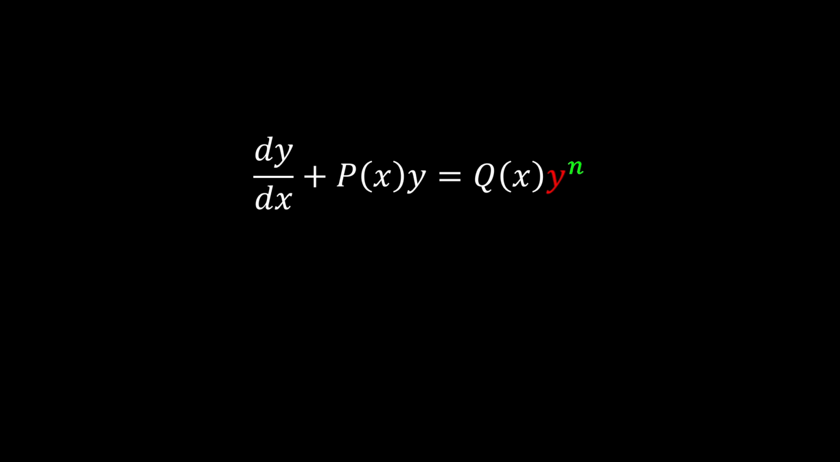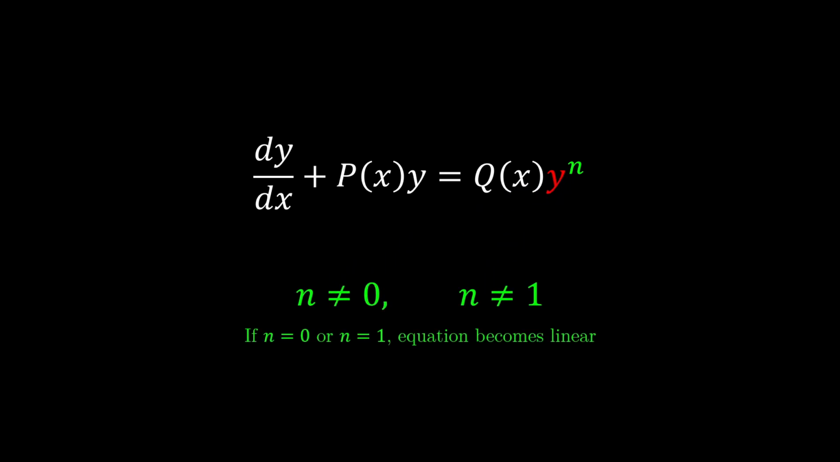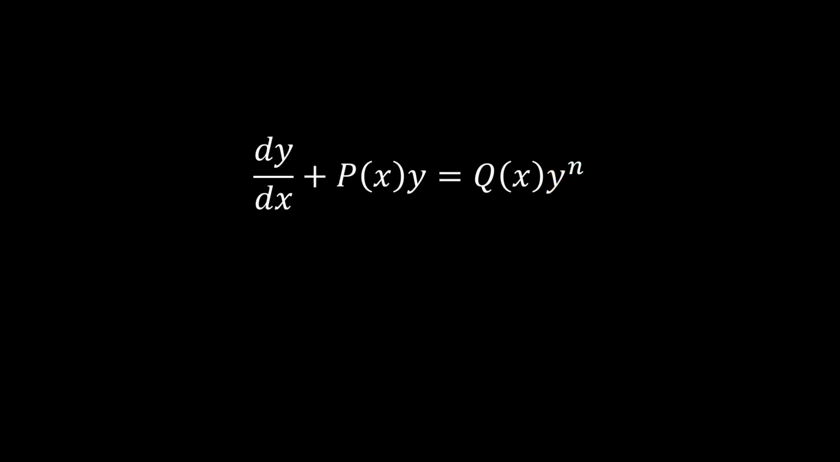Once we've verified that our equation can be written in this form, we next have to pay attention to the value of n, which is the exponent on the y. We need to ensure that n is not equal to 0 or 1, since if this were the case, the equation would just turn into a linear first-order equation, which is not a Bernoulli equation, and so the procedure presented here would not apply.